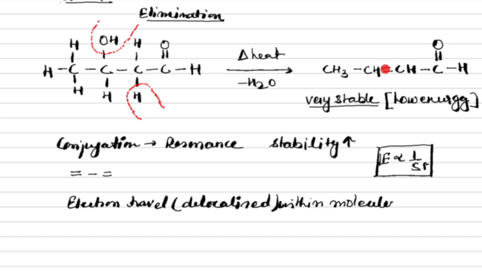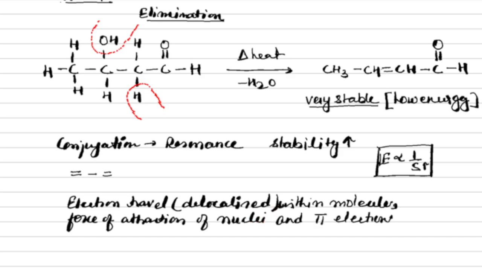So these double bonds are free to move here and there within a molecule. Now, while moving around, what will happen? The force of attraction between the nuclei (nuclei is the plural of nucleus) and the pi electrons, because only the pi bond is moving, only the pi electrons are moving, increases. So if the force of attraction between them increases, the stability increases.